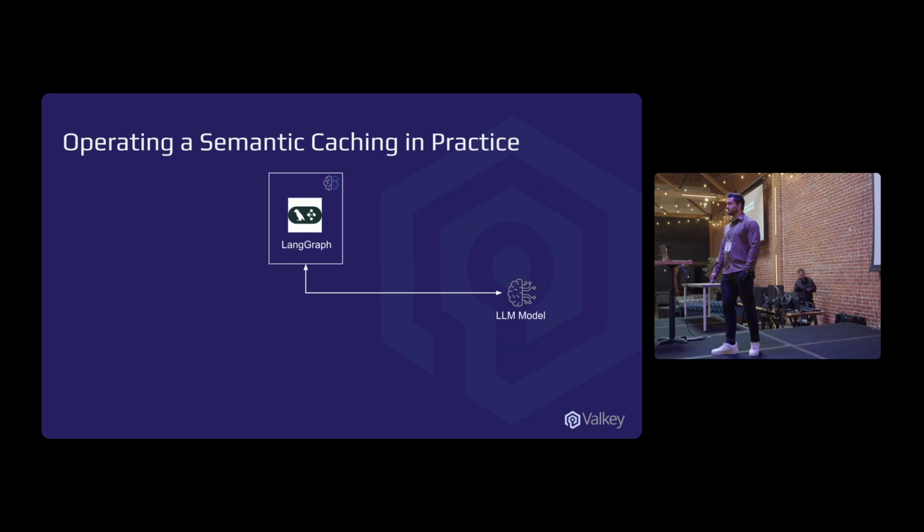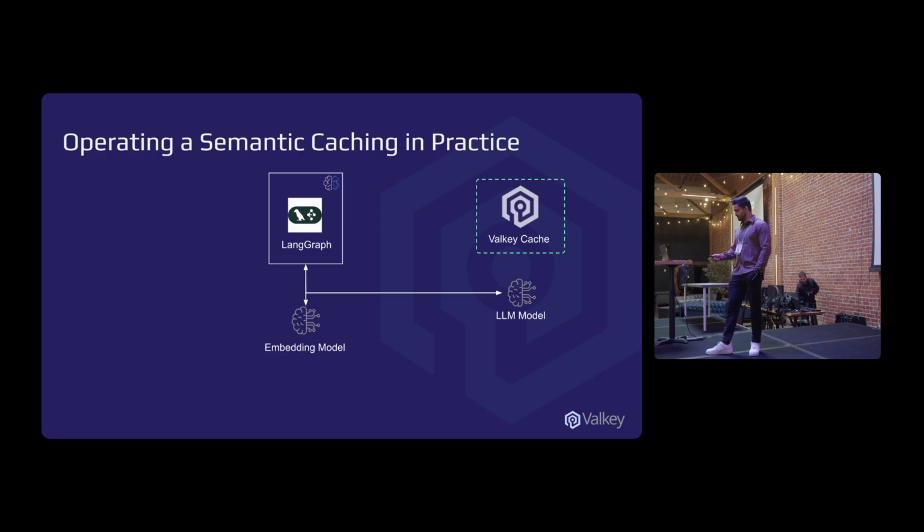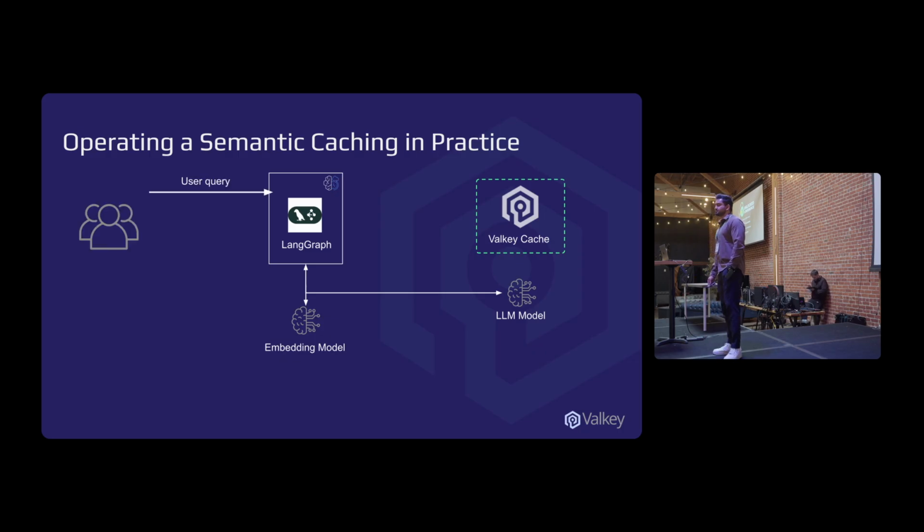Let's take a look at how the architecture would look in practice. You have LangGraph and the LLM model, with LangGraph handling the orchestration of the agent flow, calling of the tools and the model. We add an embedding model and the Valkey cache. And whenever a user query comes in, we create the vector embeddings for it and check the cache for any prior queries that are similar.